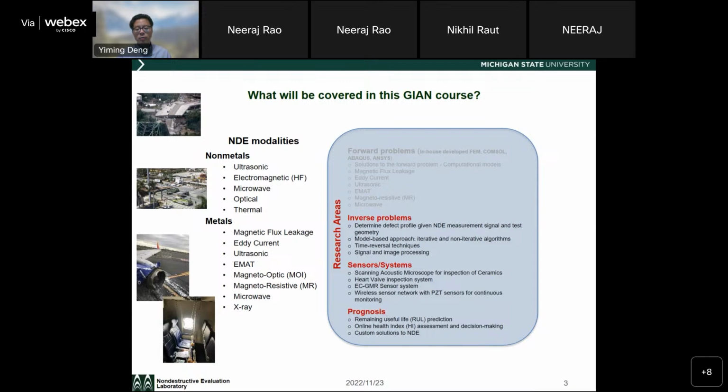So for inverse problems, what is an inverse problem? We'll talk about that in this GIAN course. One simple application is that we can use the inverse problem approach in NDE to determine the defect profile, for example, based on the measurements from the NDE signals, based on different geometries and different setups, so that we can have a better understanding of the data using inverse problems. So think about the forward problem I just mentioned.